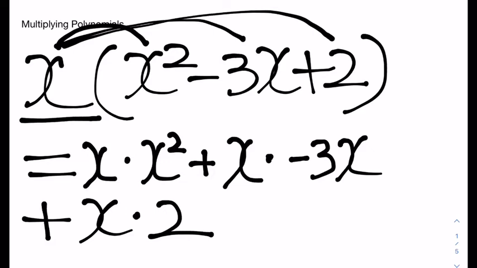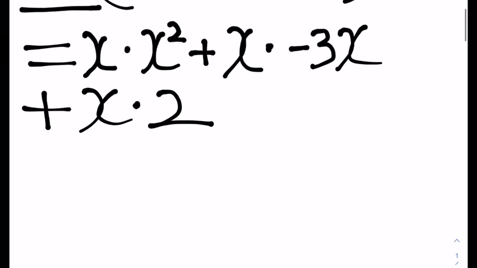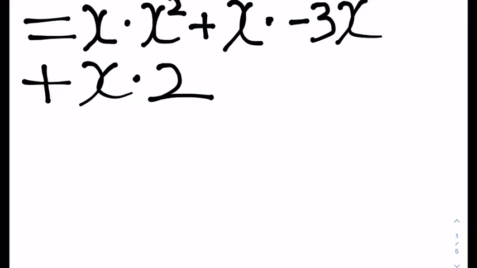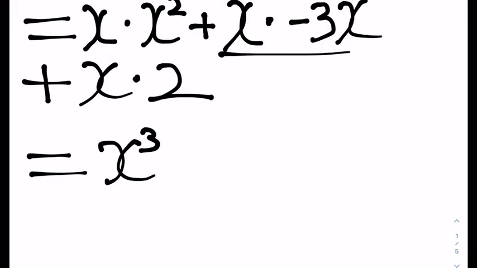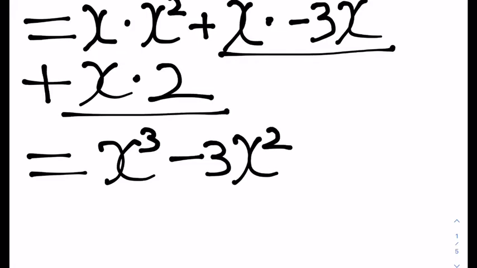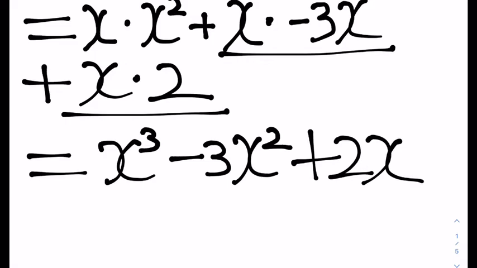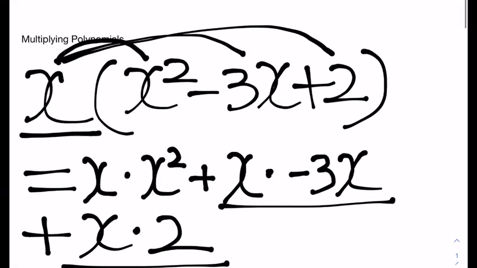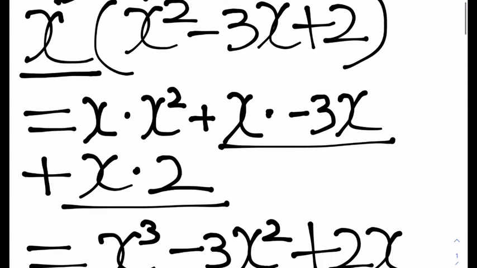Okay, now we have written down these calculations, and our last step is to just solve this. So x times x squared will be x to the power of 3, and then x times minus 3x here will be negative 3x squared. And then here, 2 times x will be 2x. So this is our answer to x times x squared minus 3x plus 2.